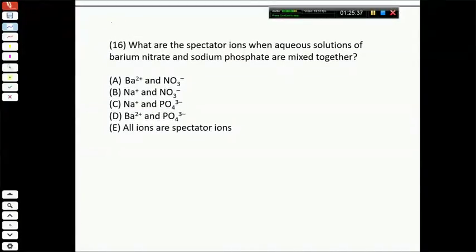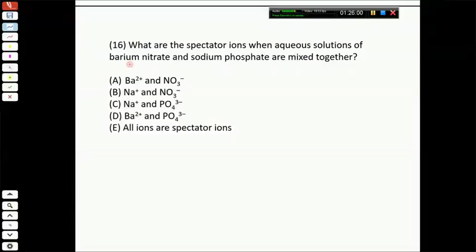All right, so this question has some similarities to the last one. We're mixing together 2 aqueous solutions, and we're asking for which are the spectator ions. So spectator ions are the ones that remain dissolved, the ones that are soluble on both sides of the chemical equation. And they're the ones that you would then cancel out if you're writing the net ionic equation. So for this problem here, we have to look at the balanced chemical equation.